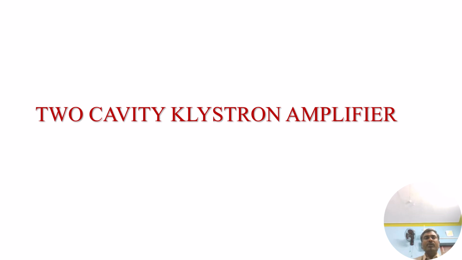Hello everyone. Now we are going to discuss the working principle of two cavity Klystron amplifier. It is mainly used to amplify weak RF signals. A two cavity Klystron amplifier works on the principle of velocity modulation.